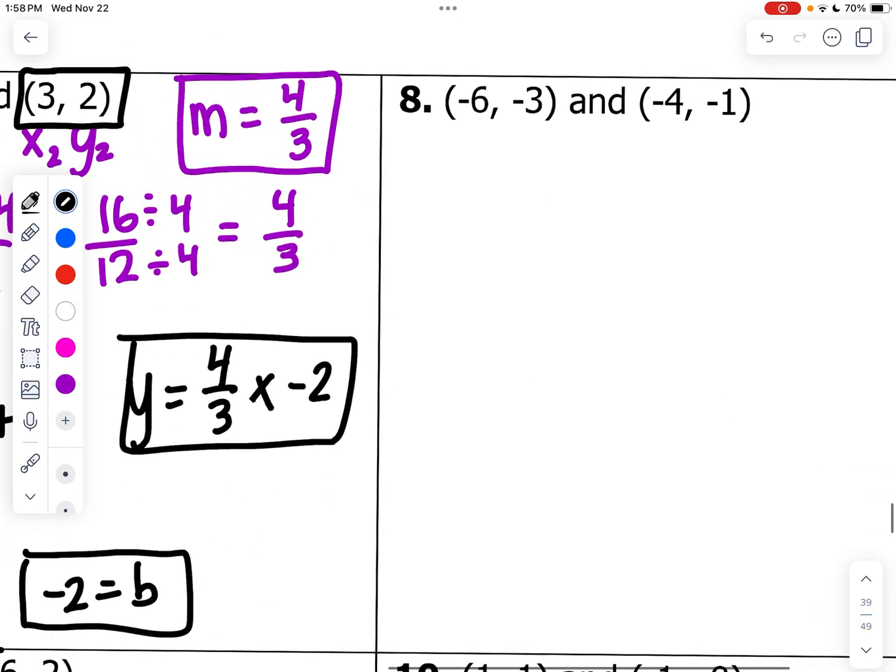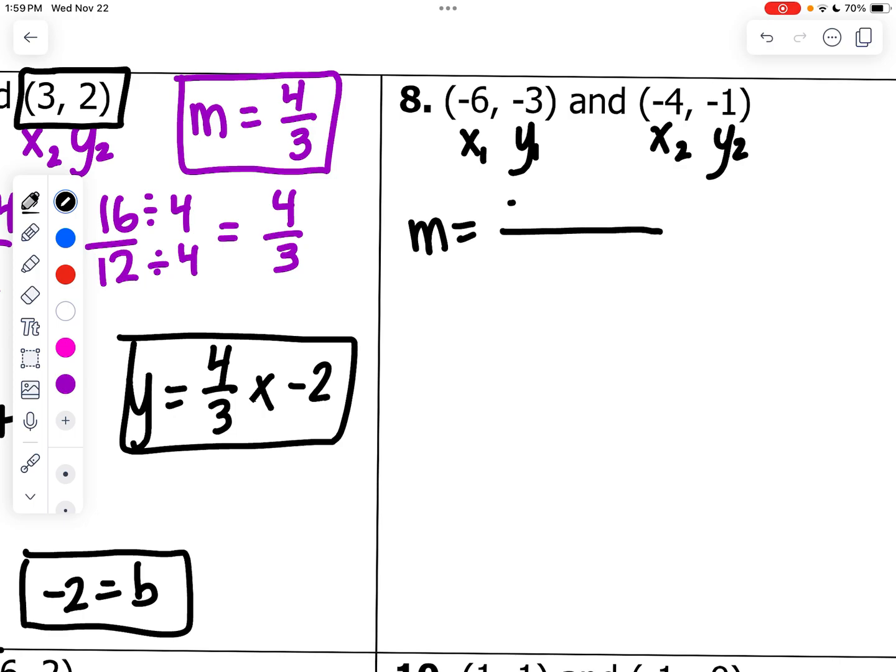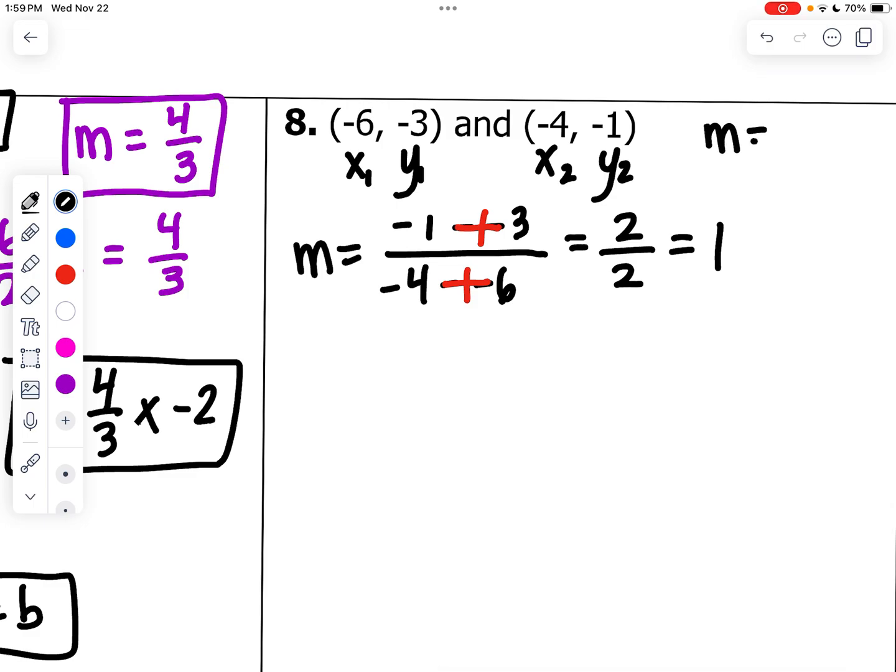Okay, x, y, both of these are 1s and these are 2s. So y2 minus y1, negative 1 minus, y1 is negative 3, over x2, which is negative 4, minus x1, which is negative 6. Add here, add here. So this is 2 over 2, which is 1. So my slope is 1.